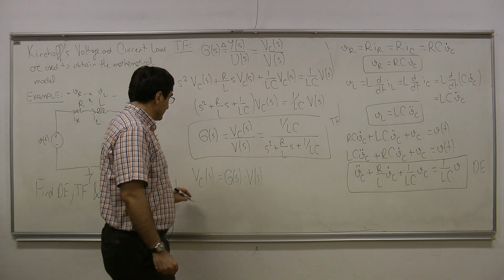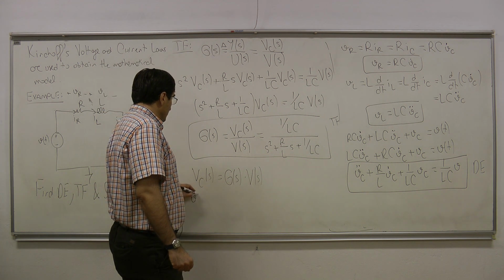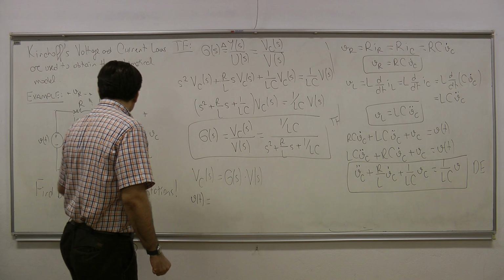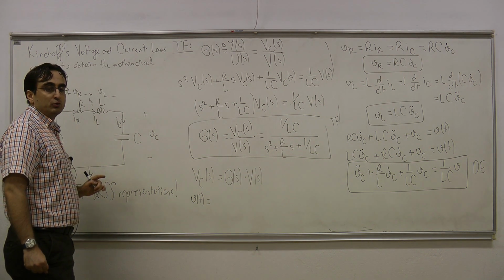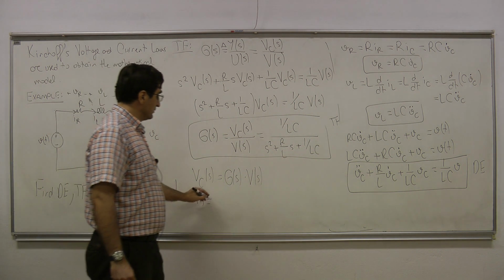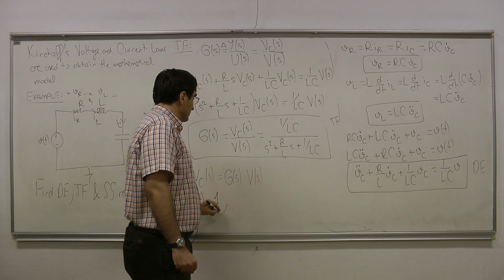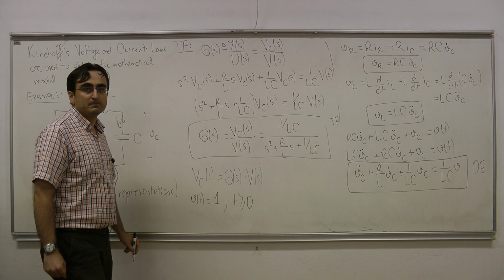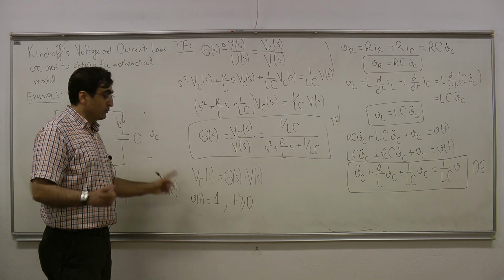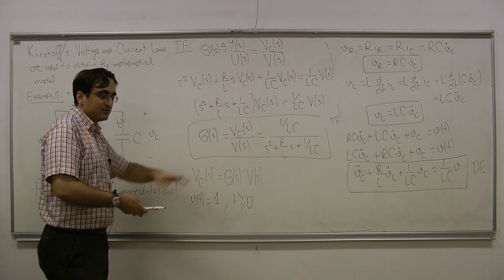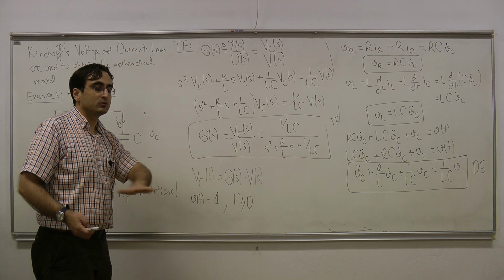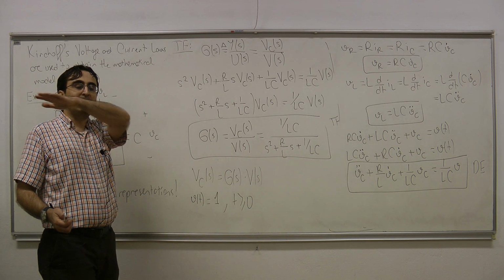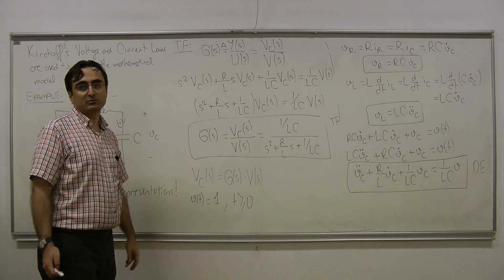So what happens if I choose V of t? Suppose that my input voltage is the unit step function. So it is 1 volt for t larger than or equal to 0. Okay? In that case, this is the input voltage. It is 0 before time t equals 0, and it is equal to 1 after time t equals 0.